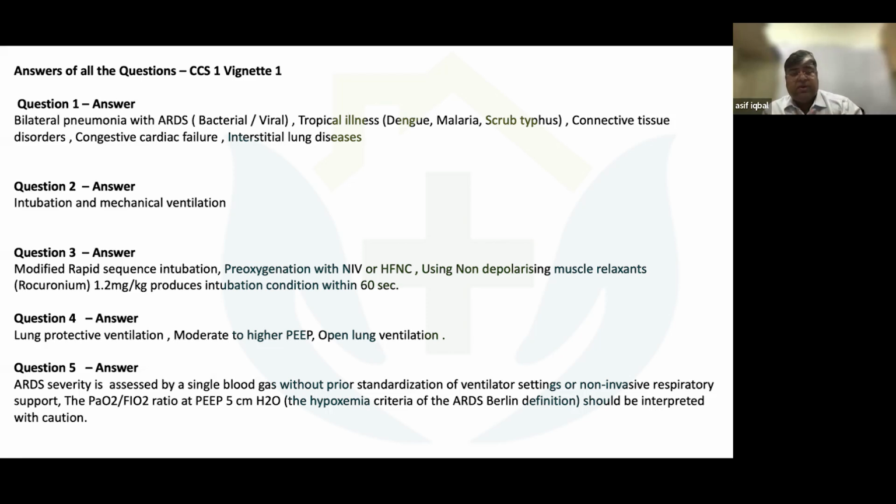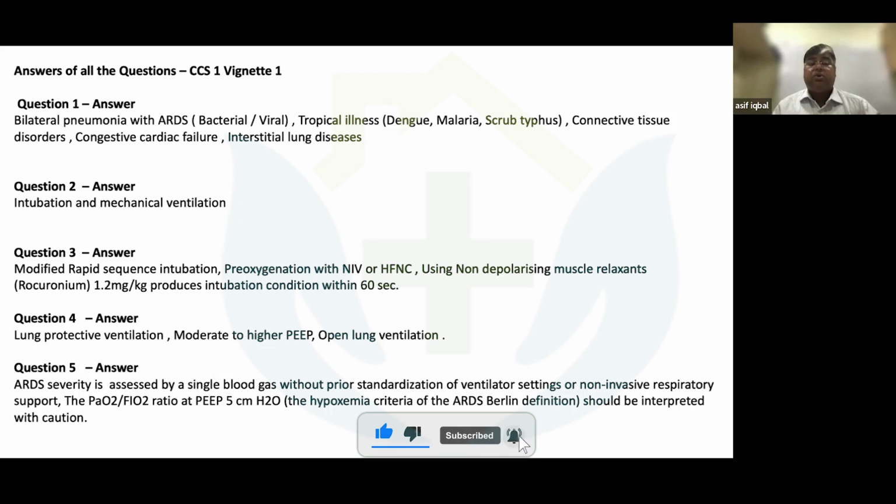You need to optimize the volume status. You have to use agents which cause very little hemodynamic instability, like etomidate as an induction agent. You can use remifentanil. And regarding the muscle relaxant, you use rocuronium because you have sugammadex as a reversal agent. And then you put the patient on mechanical ventilation.